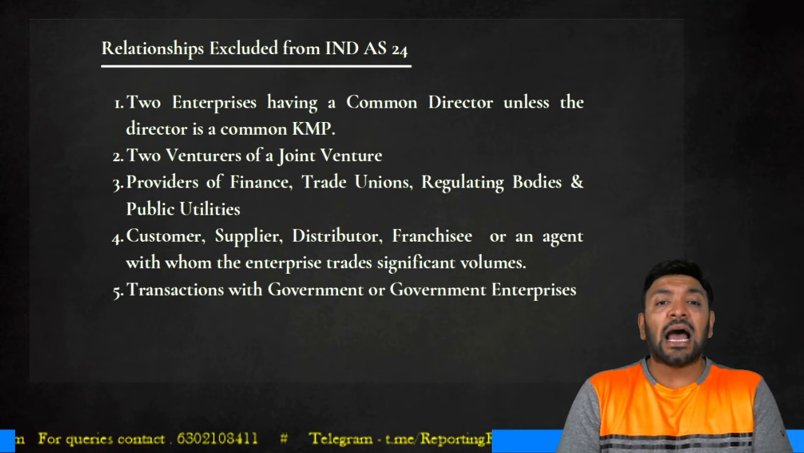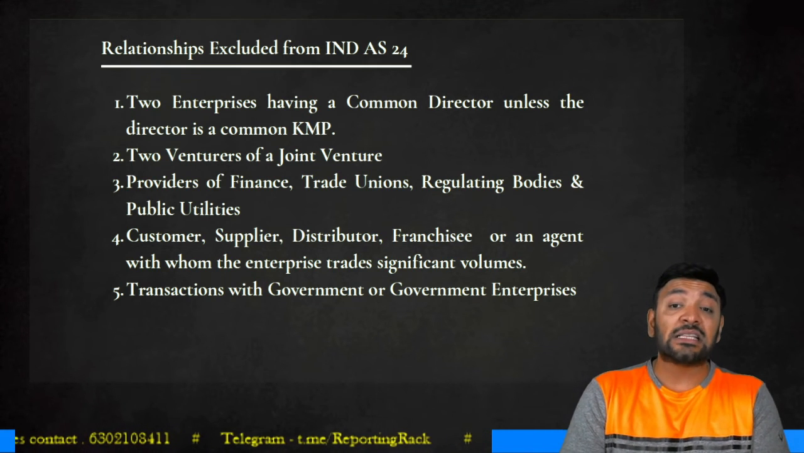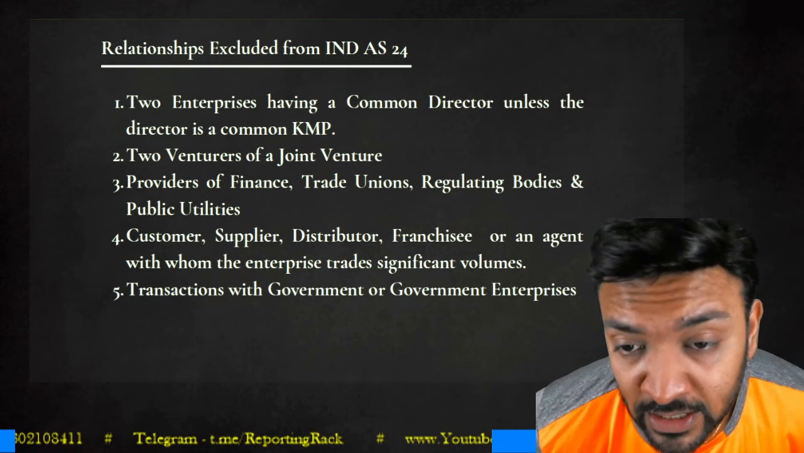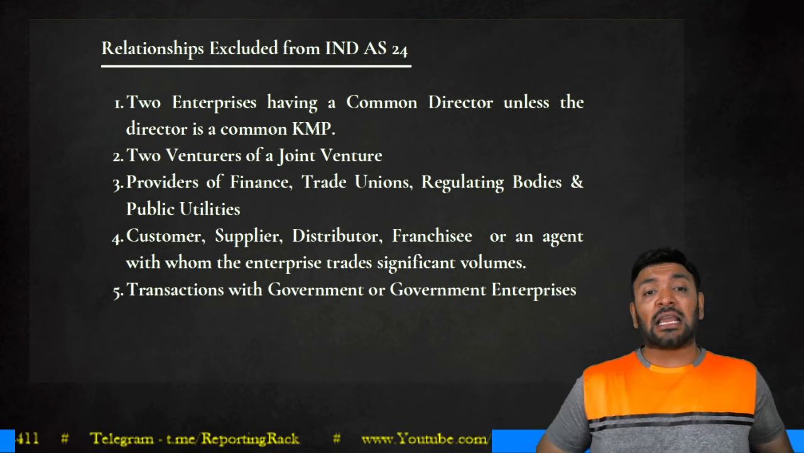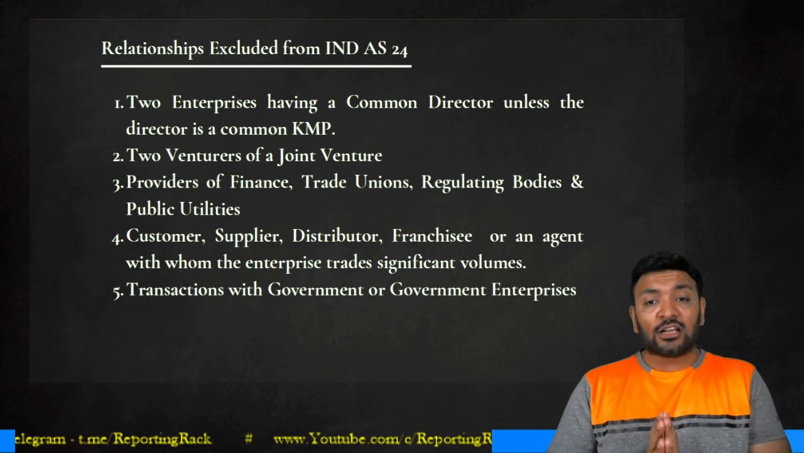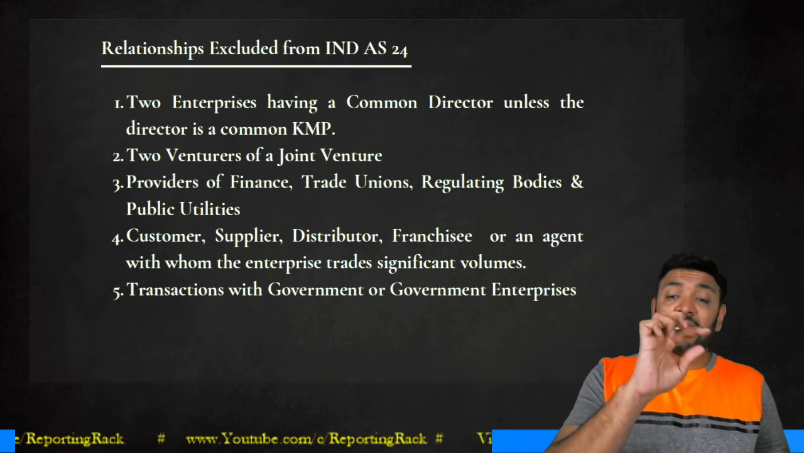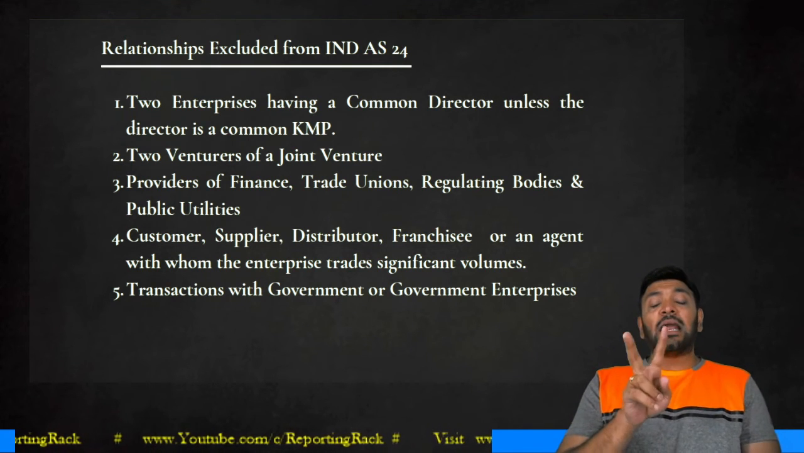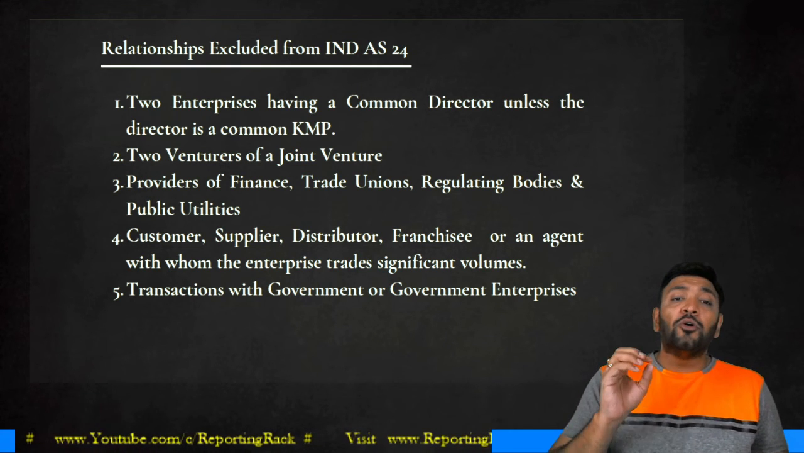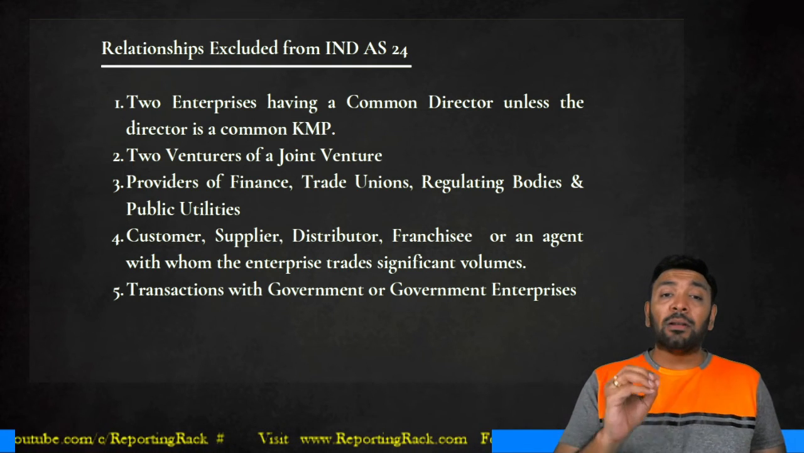Two enterprises having a common director, unless the director is a key management person. This is the first thing that we have discussed when we were talking about exceptions to related parties for individuals. While I was talking about enterprises, I came up with this logic saying that two co-venturers having a joint control over a joint venture, they are not related party among each other. The joint venture is related party to each of the co-venturers, but among themselves, they cannot be considered as related parties. Now, providers of finance, trade unions, regulating bodies, and public utilities.